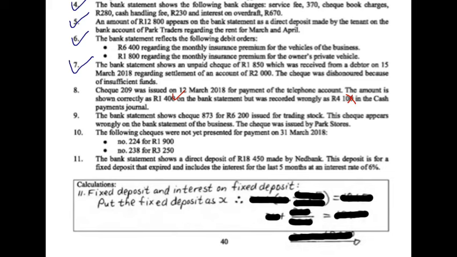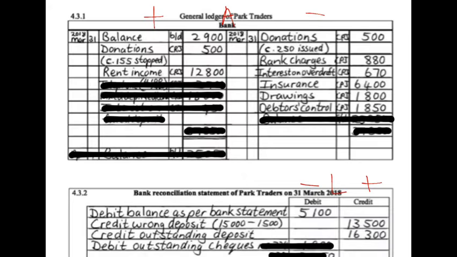The difference between 4,100 and 1,400 is 2,700 that I need to go and add back in. So I'm going to add it back in on the debit side. Telephone account: the difference between 4,100 and 1,400 tells me that I need to add back 2,700 because I decreased my account in the first place with too much.